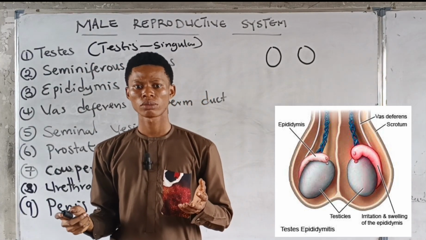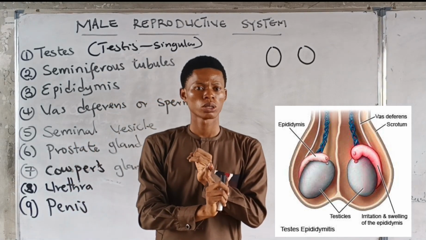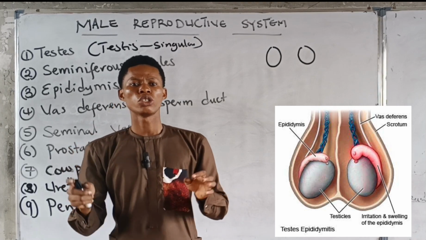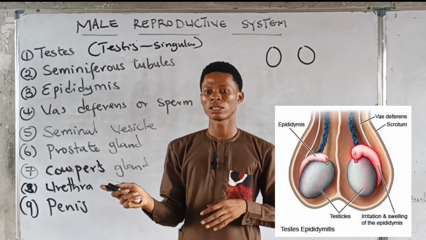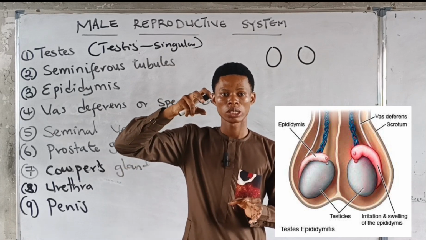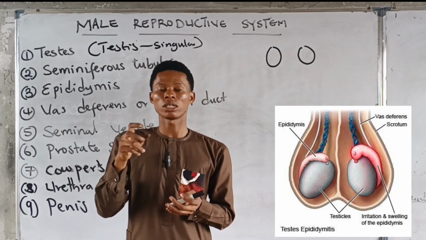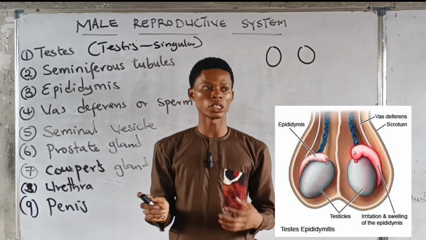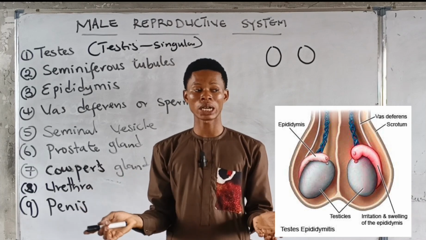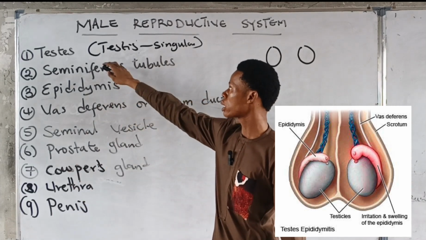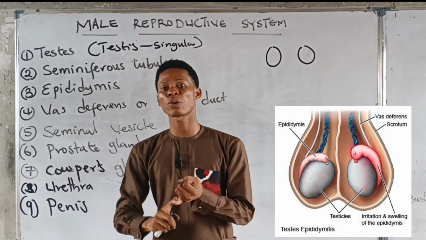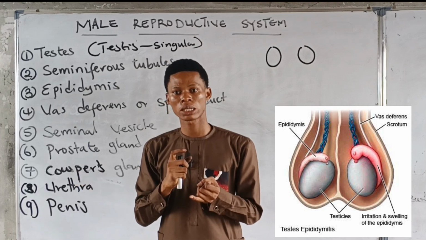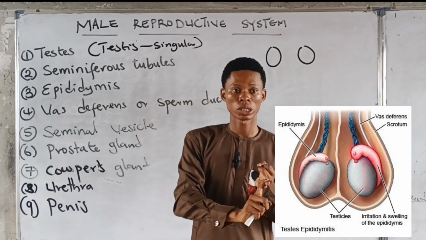Now, the function of this testis is what? Production of sperm and what? Testosterone. You know that testosterone is produced in the gonad, and the gonad for male is the testis. So testosterone is also produced in the testis, and it is the testosterone that is involved in giving the male secondary sexual characters. So basically the testis is involved in the production of sperm, but there's a specific part of the testis that produces sperm. We'll look at that. And it also produces the hormone testosterone.